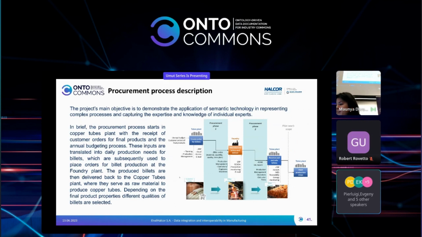So very briefly, the procurement process starts in the copper tubes plant, where we receive the customer orders and also conduct the annual budgeting. We translate these inputs into orders for billets, which we place to our foundry, and then we receive back these billets, which we use as raw material to produce the finished products. Thank you for your time and attention.